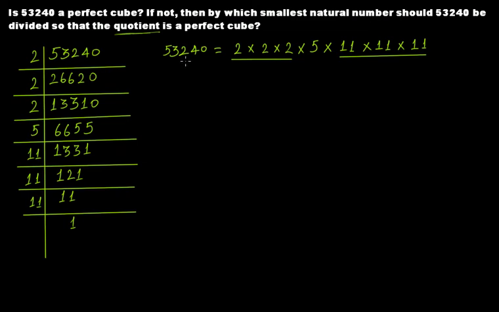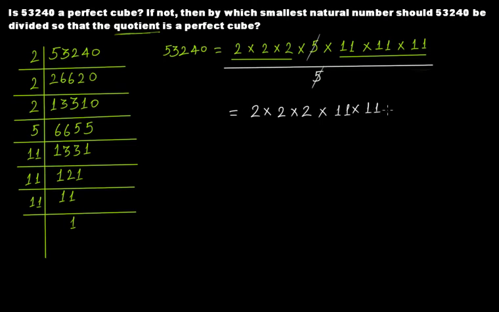Now we have to make it a perfect cube, not by multiplying by a smallest natural number, but by dividing. So if we get rid of this number 5 by dividing it by 5, finally your number becomes 2 multiplied by 2 multiplied by 2 multiplied by 11 multiplied by 11 multiplied by 11. Now this is a perfect cube. But wait, what have we actually done? We have actually divided this number by 5.